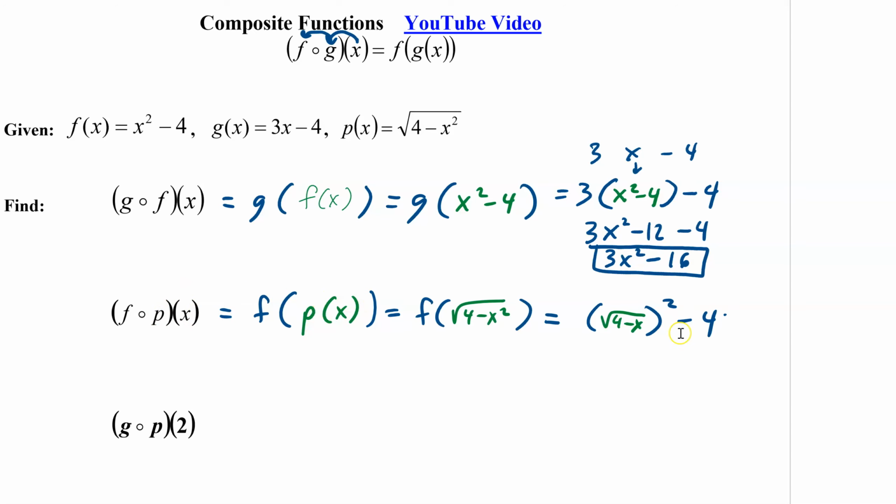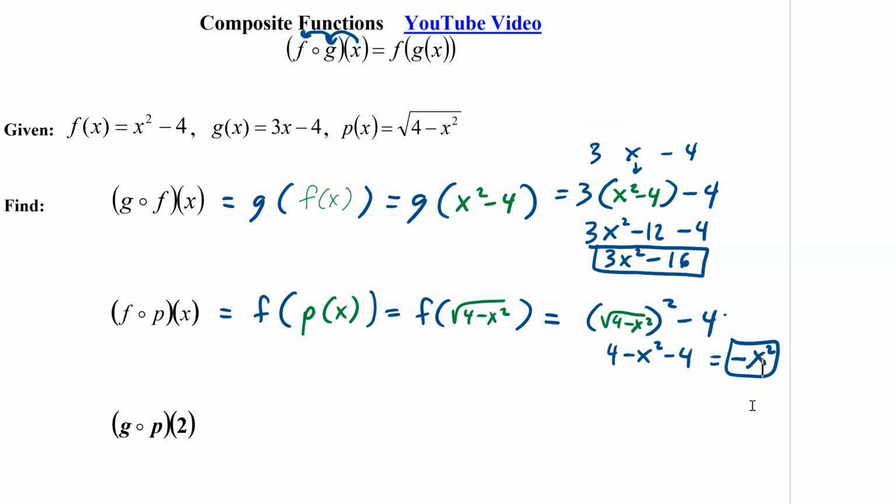And here we go. So now the square root and square cancel, giving us 4 minus x squared minus 4, which would give us just negative x. Oops, simple little error there. There's an x squared on there. So it's really negative x squared. So yeah, that was 4 minus x squared. That would be an x squared.